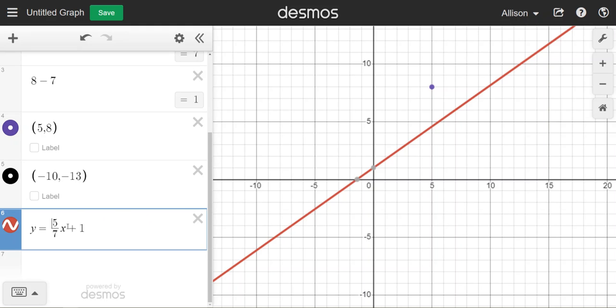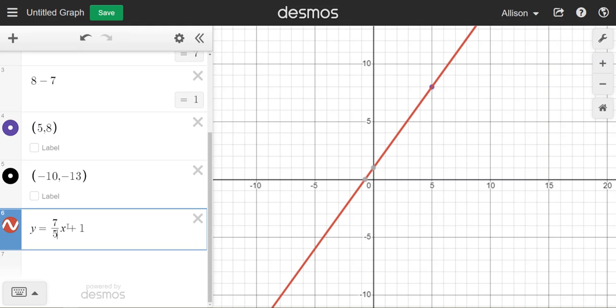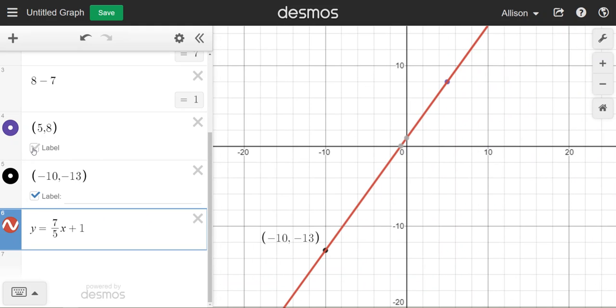So I typed my slope upside down, actually. 7/5. And now it should be going through those two ordered pairs and get the label boxes checked right there. And so in the project, I would be all set.